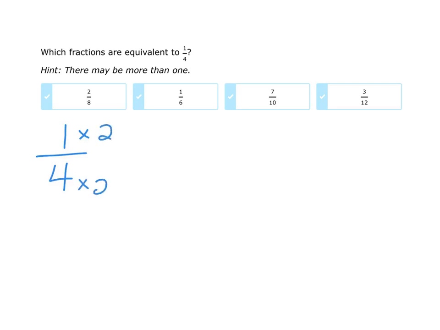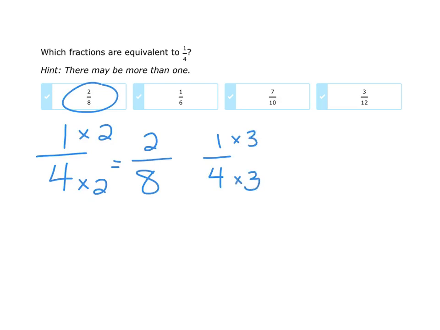I'm going to choose to multiply by 2 again. 1 times 2 is 2, and 4 times 2 is 8. So I can see that I have one choice up there. Okay. If I were to do this again, 1/4, let's multiply by 3 this time. Remember, you can multiply by any number to make an equivalent fraction. So 1 times 3 is 3. 4 times 3 is 12. I have 3/12, which is equivalent to 1/4, so there's another choice.